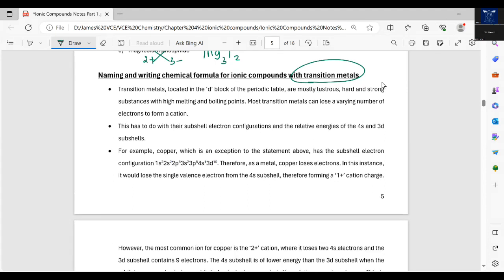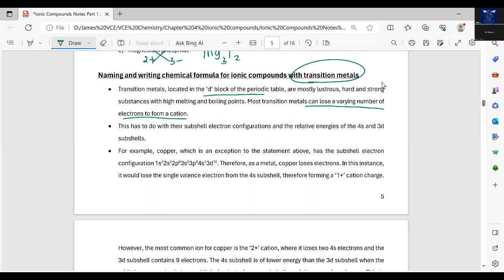Now, transition metals are located in the D block. They are mostly lustrous, hard, and strong substances with high melting and boiling points. We'll look at the transition elements in more detail later. Most transition metals can lose a varying number of electrons because of the presence of the D block. Because of the D and S blocks, for example 3d10 and 4s2 in period 4, their energy levels are very close.